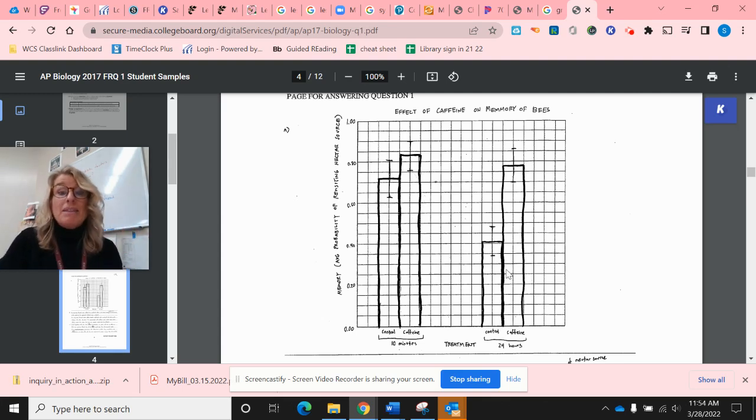If you want to claim that caffeine does have an effect on bee memory after 24 hours, the justification would be the error bars don't overlap. It's such a gift that the College Board will accept that as justification. And you really need to understand and be comfortable and fluent talking about that.